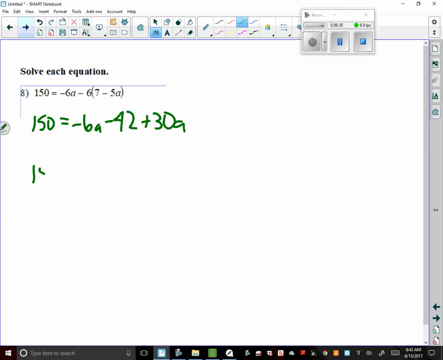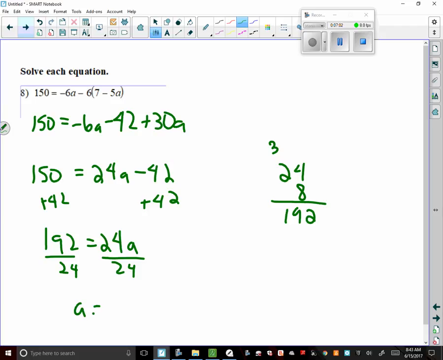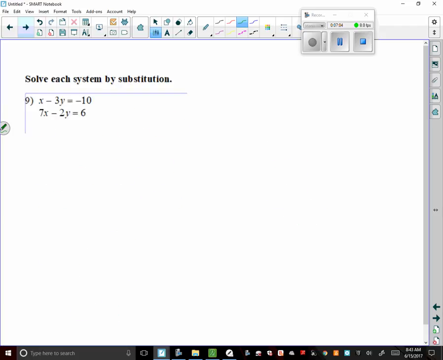And now let's combine some like terms. Add 22 to both sides. So 492 equals 24A. I don't know what that is off the top of my head. Maybe 8? Let's try it. Yeah, good guess. Alright, so A equals 8.